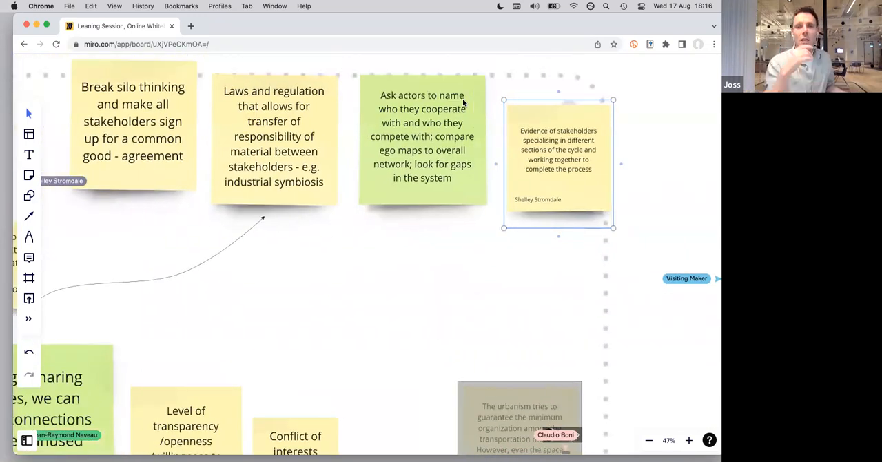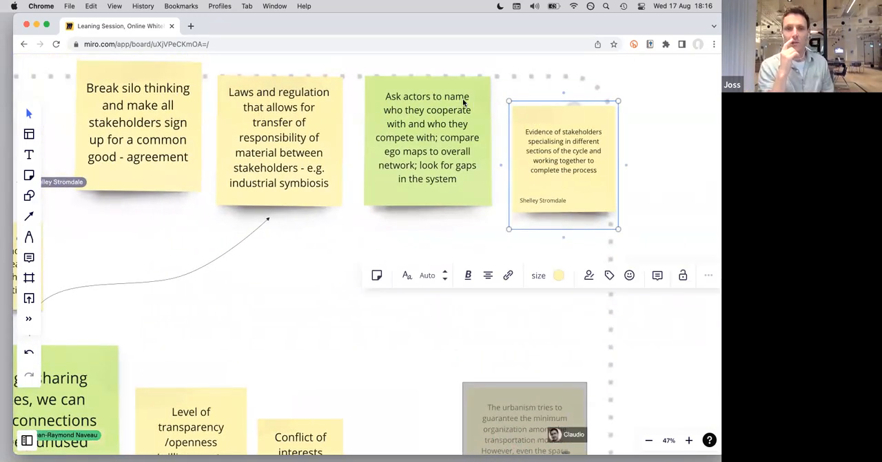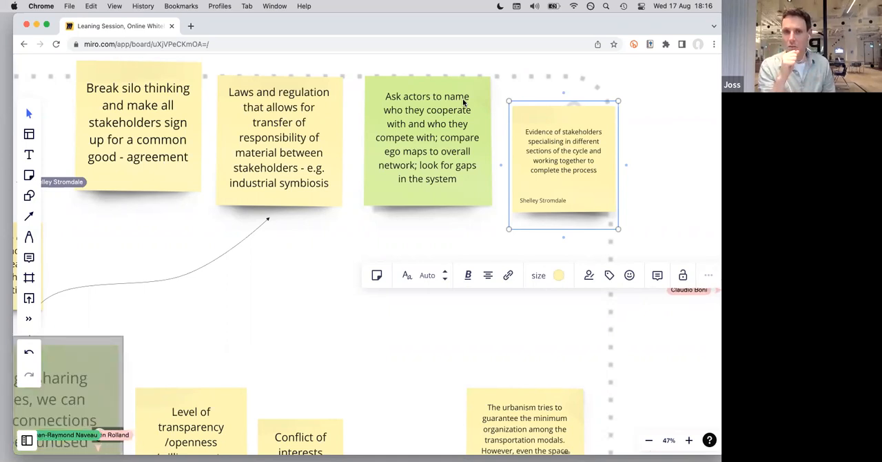Okay, law and regulations that allow for transfer of responsibility of materials between stakeholders, industrial symbiosis. Industrial symbiosis is often actors being placed in the same industrial park or wherever it is, so they're able to directly transfer materials or energy or heat. Do we see those kinds of ecosystems going on, where different actors are choosing to place themselves near each other to get those material flows? Henry, do you want to mention something?